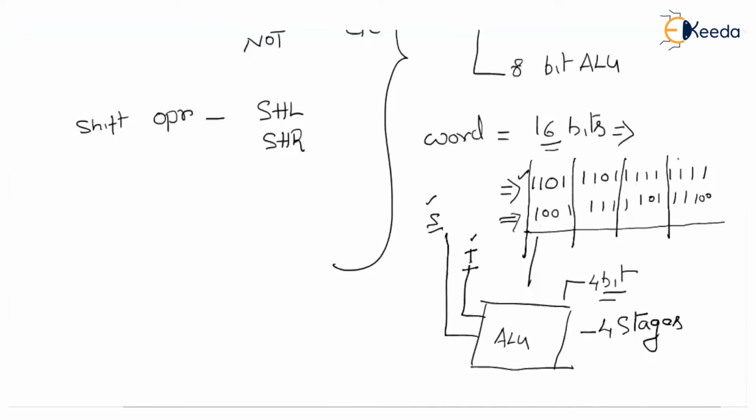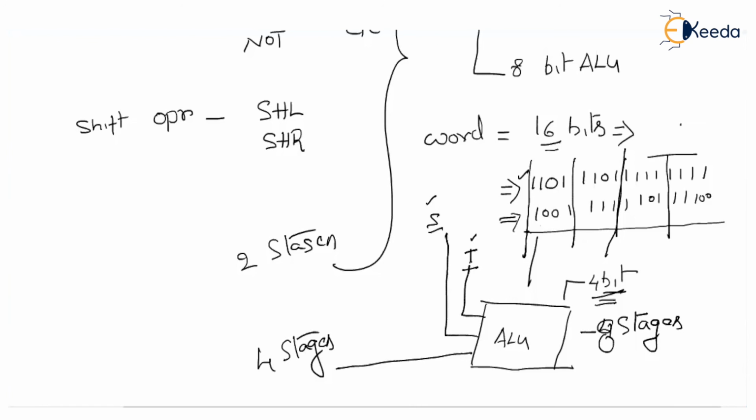So the least significant bits will be added in the beginning. Next 4 bits will get added. Finally, next 4 bits will get added. Finally, the most significant 4 digits will be added within the ALU. Now the ALU will perform this operation in 4 stages because it is a 4-bit ALU. If it is an 8-bit ALU, the total operation will be performed in only 2 stages because it will get divided into 8-bit and 8-bit. This will be performed at one stage. This will be performed in another stage.